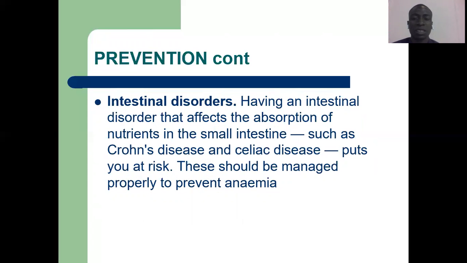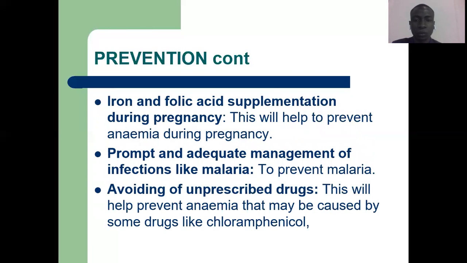Intestinal disorders: having an intestinal disorder that affects the absorption of nutrients in the small intestine, such as Crohn's disease and colitis, puts you at risk. This can be managed properly to prevent anemia. Iron and folic acid supplements during pregnancy is another means to prevent anemia. This will help to prevent anemia during pregnancy.